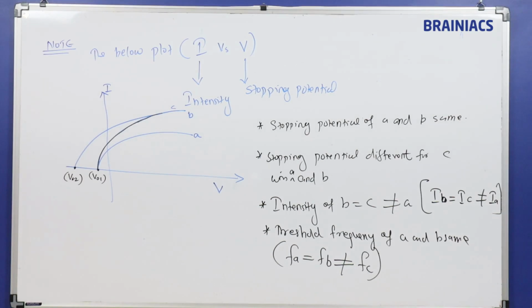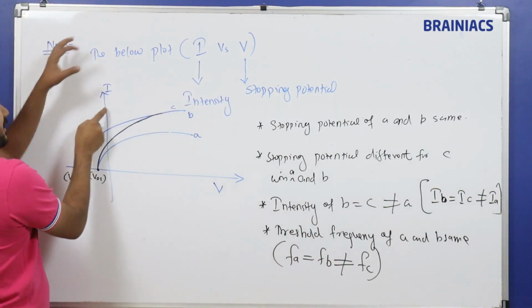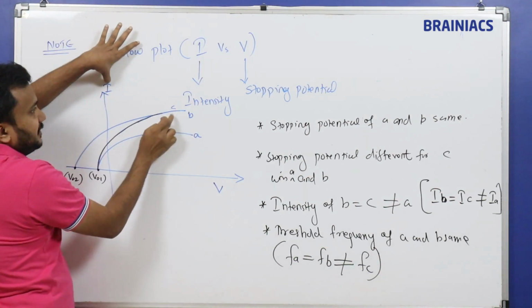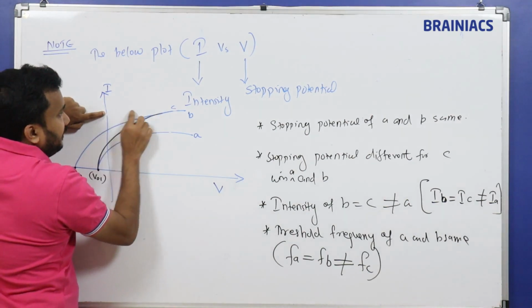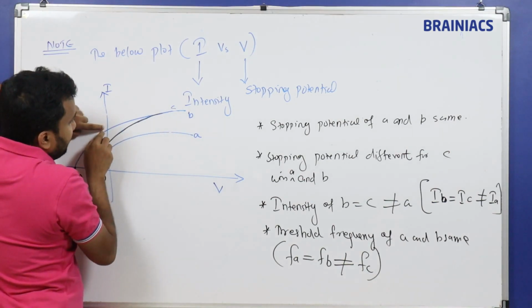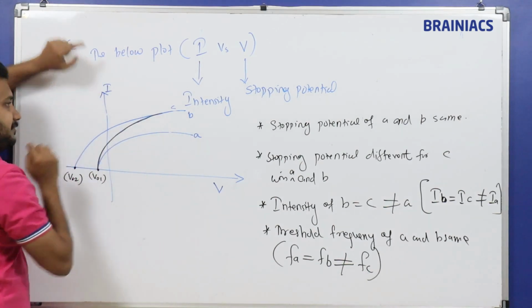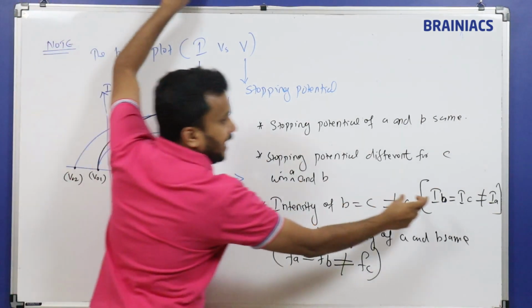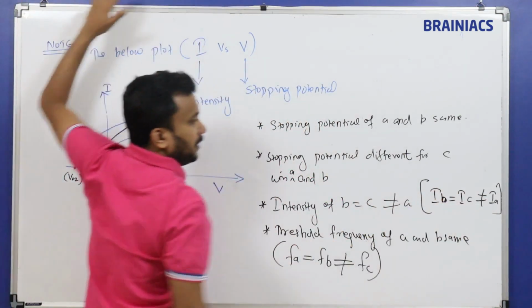Whenever you see that stopping potentials are the same, the threshold frequency is the same. With respect to I, B and C are on the same line, so both will have this much intensity. If you draw one line here, you will get this much intensity for B and C, but for A the intensity will be less. So B and C have the same intensity, and it is not equal to A. So this is what we have drawn.